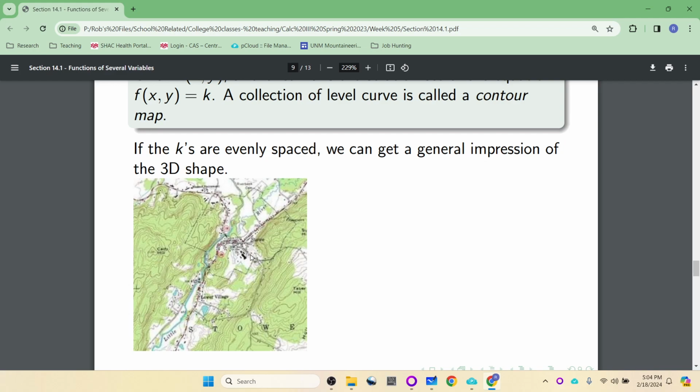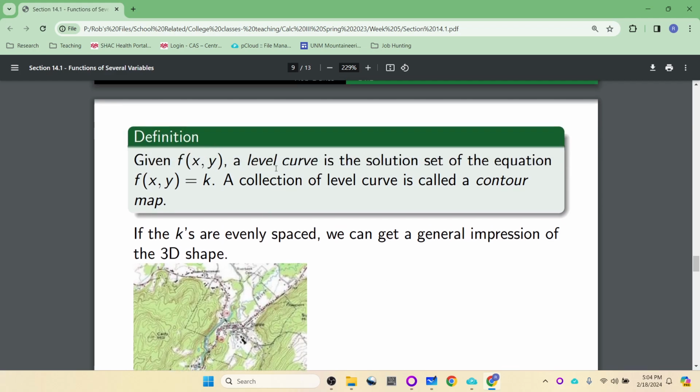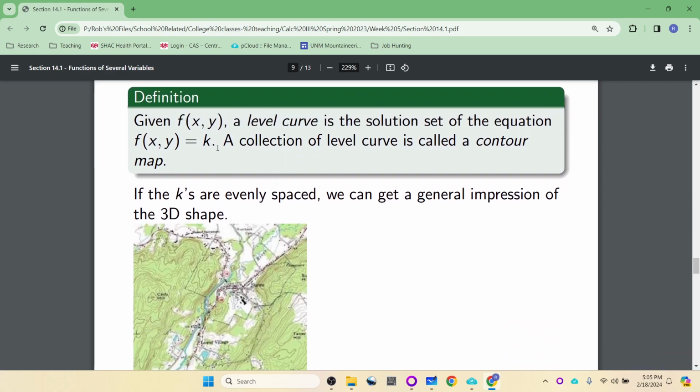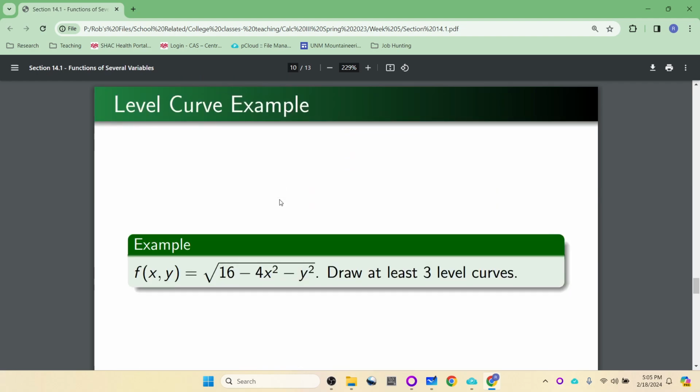So, and that works as long as the k's are evenly spaced. So when we're picking k's, we go like 1, 2, 3, 4, 5. You wouldn't want to skip k's because then that would mess up the shape of the map. It would distort it. Okay. So we've done this before. Draw some level curves of this shape: the square root of 16 minus 4x squared minus y squared.